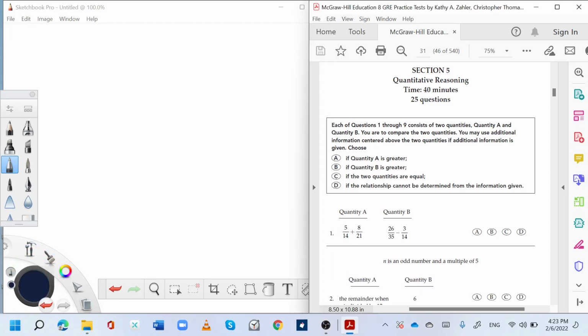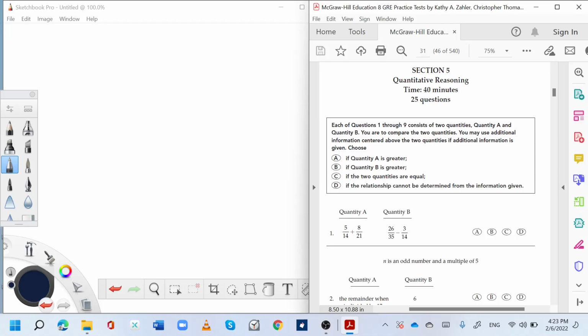So anyway, looking at numbers 1 through 9, two quantities, quantity A and quantity B. You are to compare the two quantities. You may use additional information centered above the two quantities if additional information is given. Choose if quantity A is greater, quantity B is greater, the two quantities are equal, or the relationship cannot be determined with the information given.